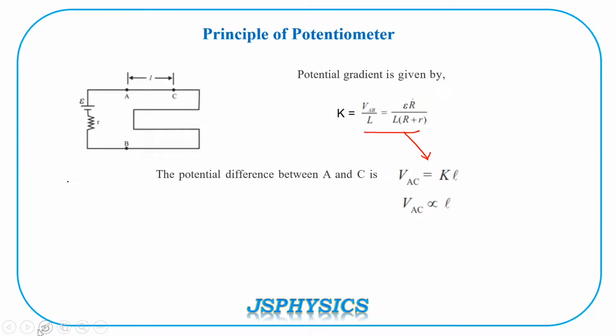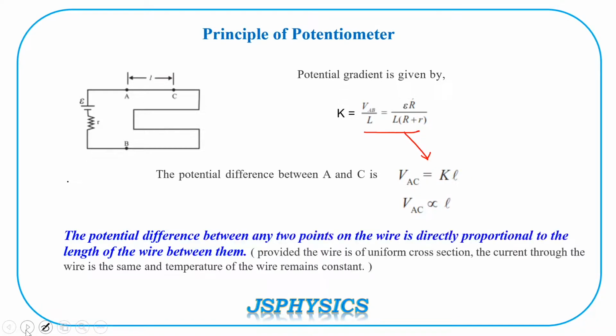Or I can also write VAC is directly proportional to length between those 2 points, because potential gradient for a given setup will be constant. That's why I can say the potential difference between any 2 points on the wire is directly proportional to length between those 2 points on the wire, provided the wire is of uniform area of cross section and current and temperature are same throughout the wire. So this is nothing but the principle of potentiometer, and that states that the potential difference between any 2 points on the wire is directly proportional to length between those 2 points.